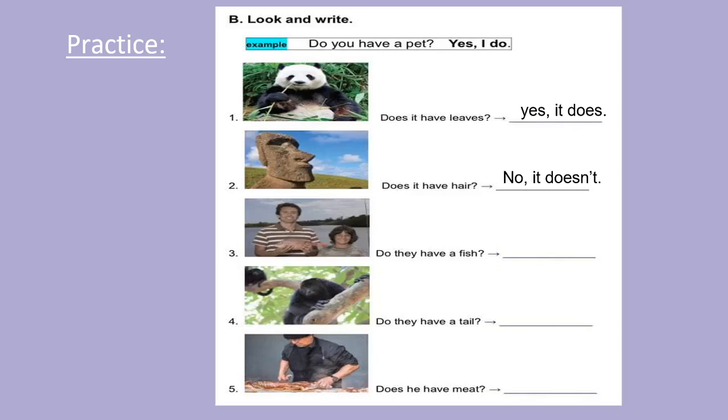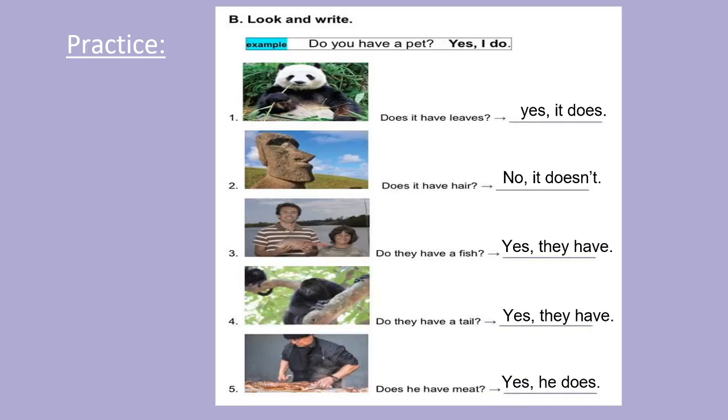Okay, number 3, do they have a fish? Do they have a fish, everyone? So we need to answer, yes, they have, right? The man is holding a fish, right? Okay, number 4, do they have a tail? So the correct answer is yes, they have. And number 5, does he have meat? Yes, he does, right? Because he used the knife to chop the meat, right?